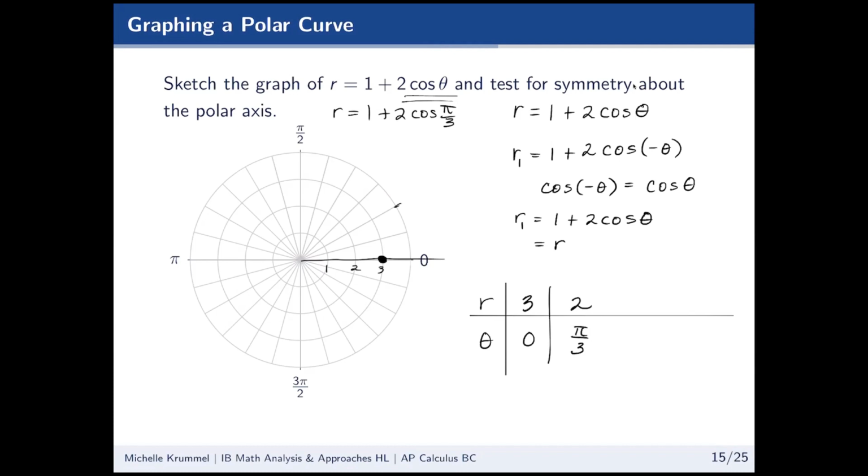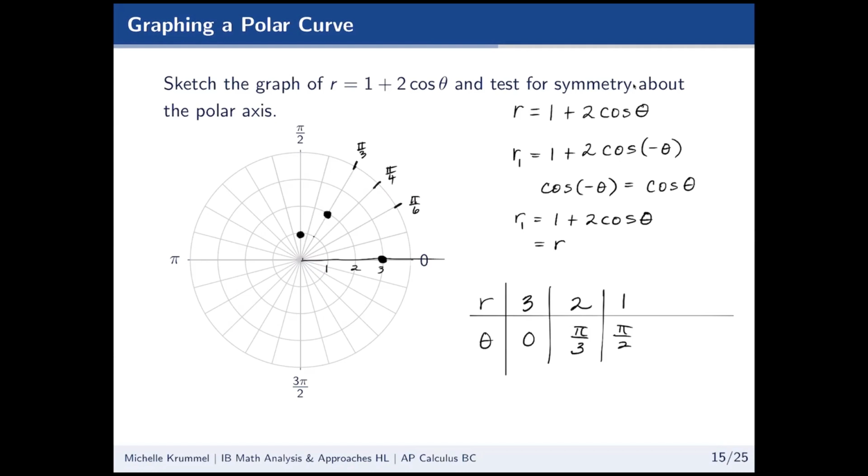The cosine of pi over 3 is 1/2, times 2 is 1, plus 1 is 2. And on my grid here, pi over 6, pi over 3, pi over 4 right here in the middle. So our angle, pi over 3, gives us a radius of 2. We've got this point right here. All right, now let's try pi over 2. So r equals 1 plus 2 times the cosine of pi over 2. Well, the cosine of pi over 2 is 0, so that's just going to give me an r value of 1. So pi over 2, 1.